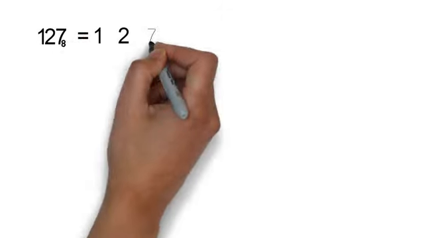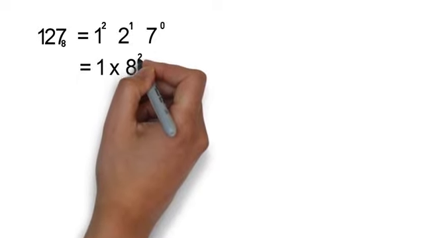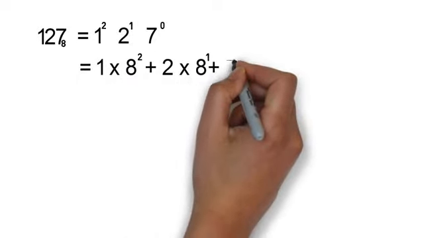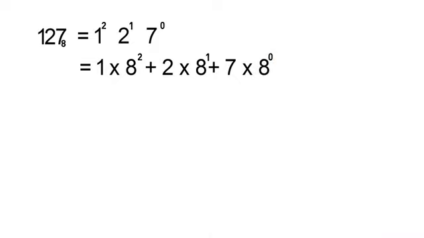So we are going to be converting 127 base 8 to base 4. So we convert this to base 10 first. So I do my labeling. So I have 0, 1, 2. So I expand this. I have 1 times 8 raised to power 2 plus 2 times 8 raised to power 1 plus 7 times 8 raised to power 0.